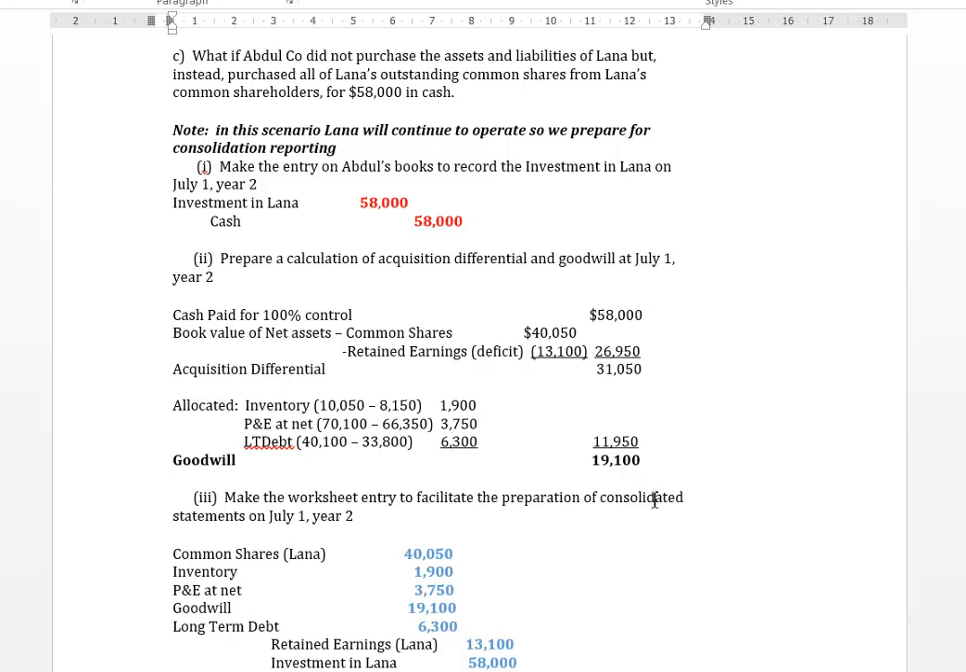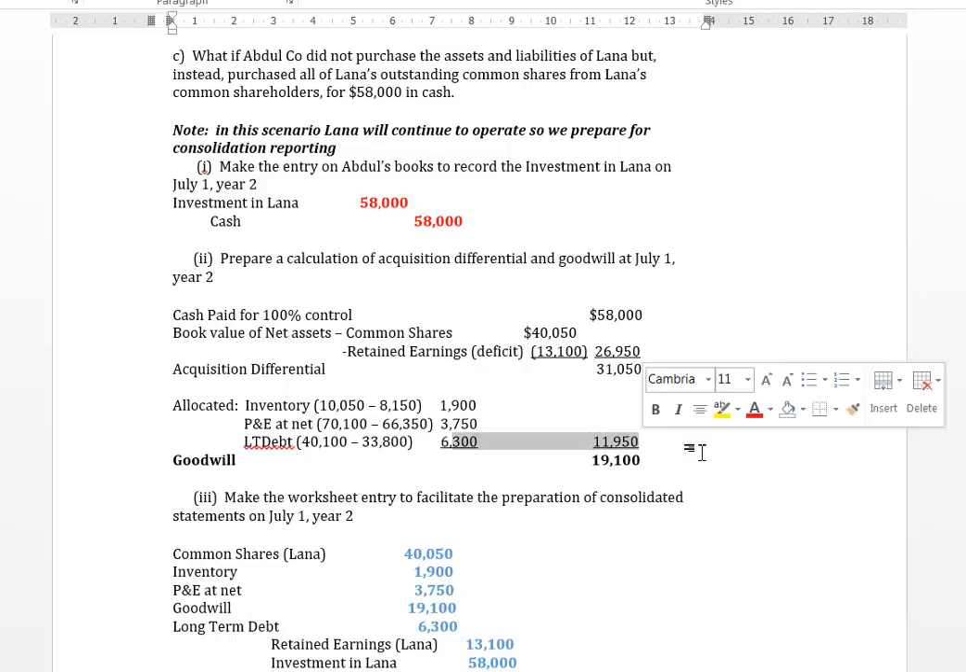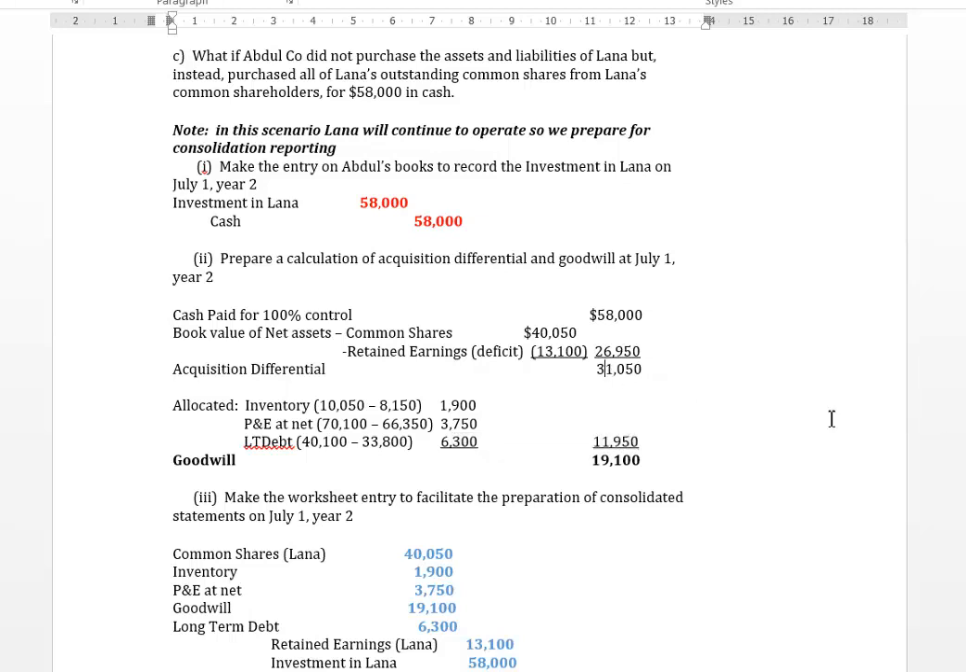So there's an increment there, $6,300. I call it an increment because even though it's gone down, it's to the good. It's to the benefit of Abdul because they're paying but getting less debt that they control, right, from Lana. So now we've got $11,950 in fair value increment in comparison to what the acquisition differential is. That means we've wound up accounting for $19,100 of that acquisition differential being goodwill.